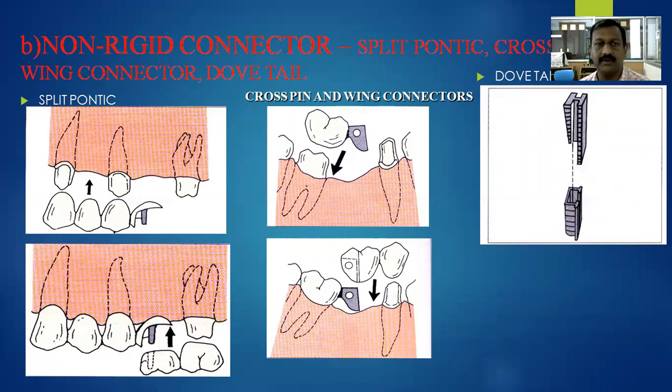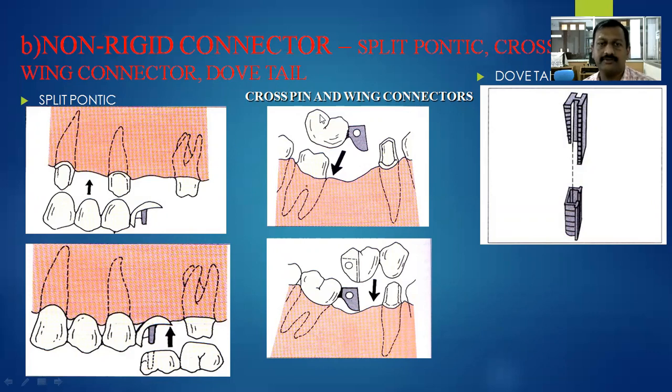The reason for giving a split pontic is that when you are giving a long span bridge, if there is a pier abutment and you do not give a non-rigid connector, more force will be acting on the pier abutment. So the pier abutment will lose its function. In these cases, we will be giving a split pontic. The pontic will be split into two. The first half of the bridge will be cemented. Just see the picture. In the next half, there is a pin-like projection coming from the pontic, and on top of that the other portion will be cemented. This is known as a split pontic.